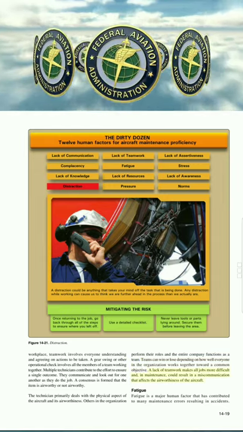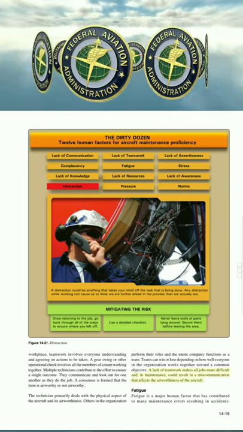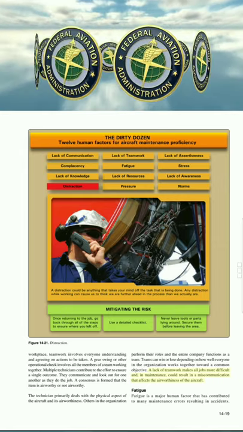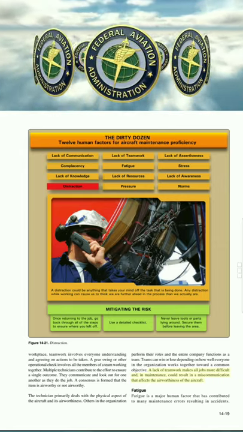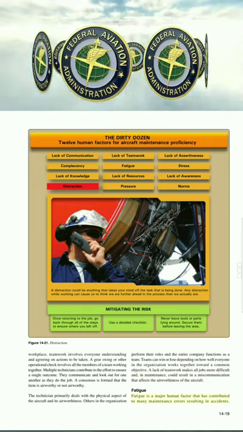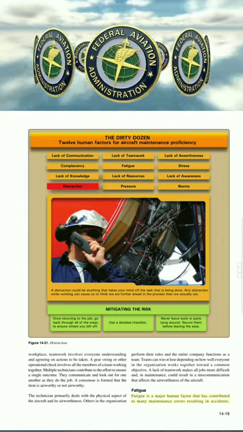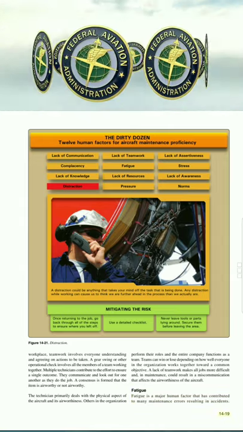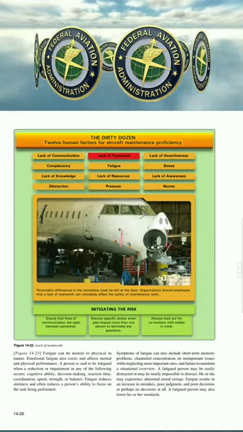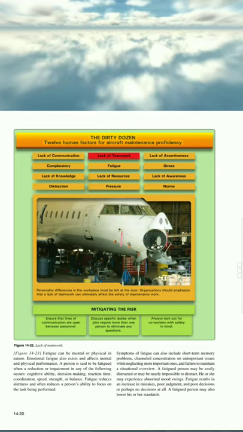A lack of teamwork makes all jobs more difficult and, in maintenance, could result in a miscommunication that affects the airworthiness of the aircraft. Fatigue. Fatigue is a major human factor that has contributed to many maintenance errors resulting in accidents. Figure 14-19. The Dirty Dozen: 12 Human Factors for Aircraft Maintenance Proficiency.